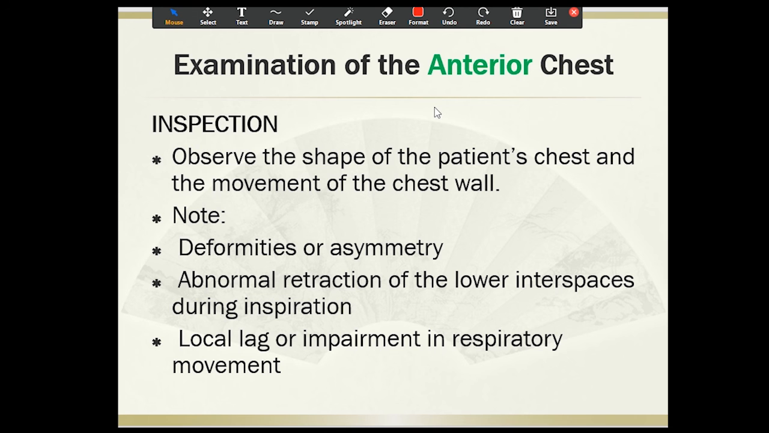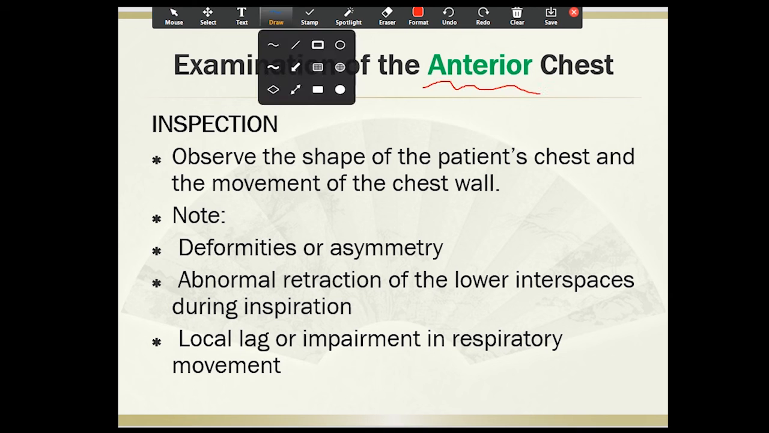So we have finished the back part: inspection, palpation, and percussion. The auscultation part we will talk about together later on. Now we're moving to the anterior part of the chest, inspection.